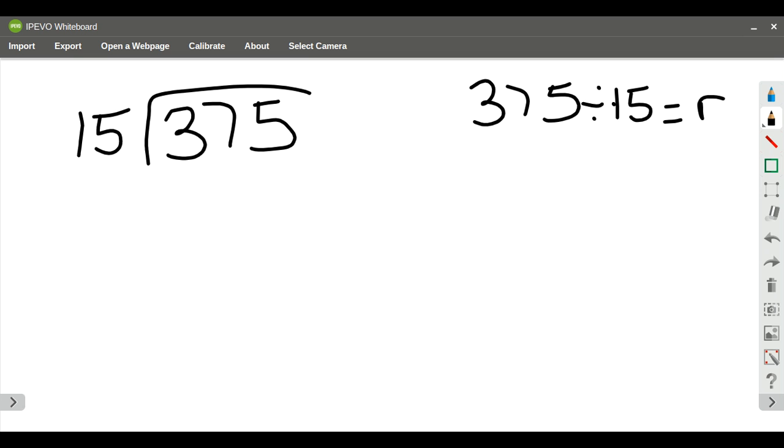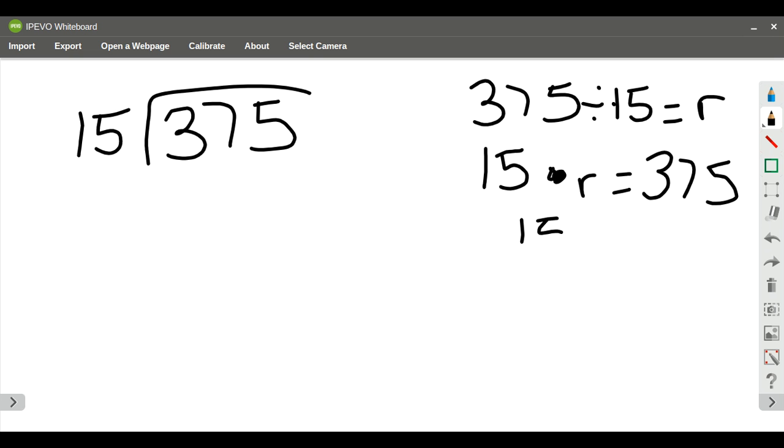Or if I want to look at it as a multiplication equation, I can do 15 times R equals 375. And you'll notice that I did a dot here instead of an X. When we work with variables, we don't use an X for multiplication. You use a dot as a symbol for multiplication, because if I were to write 15 times R with an X, I don't know if this is an X or an R. So we multiply by using the dot or a coefficient, which we'll talk about when you're in 6th grade. But I just wanted to point out why I used a dot instead of an X.